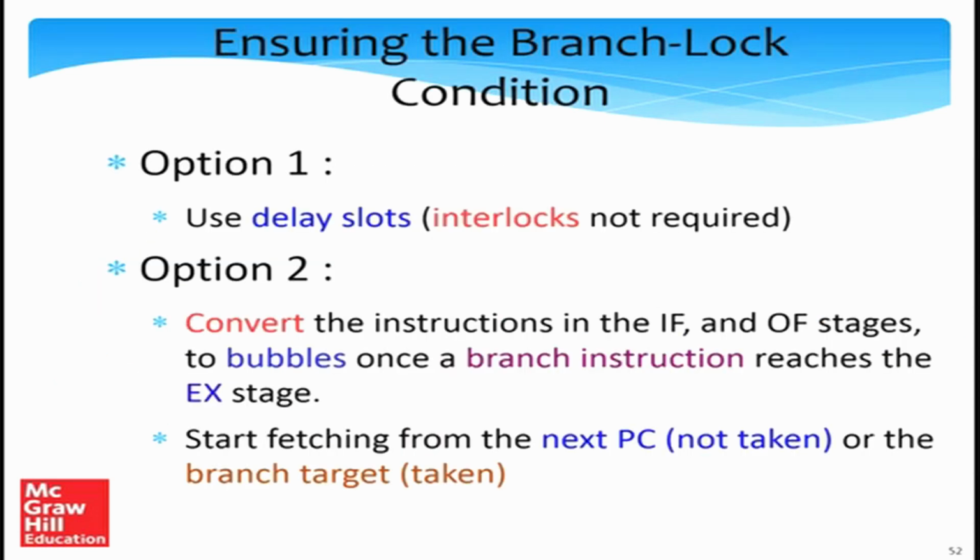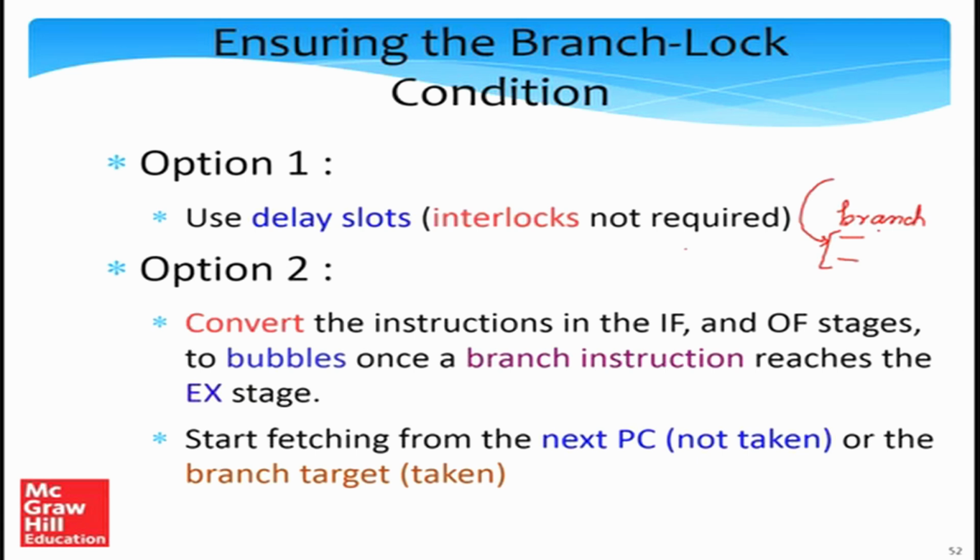So let us now take a look at the branch lock condition. Let's consider the software-only solution, which was to use delay slots. While using delay slots, interlocks are not required. In pretty much every pipeline, after a branch instruction, we have a couple of slots in which there is a possibility of wrong path instructions being fetched. So what we do is pick instructions that are before the branch and move them to these slots, such that instead of executing possibly wrong path instructions, we execute correct instructions. So delay slots are very simple. They don't require hardware solutions.